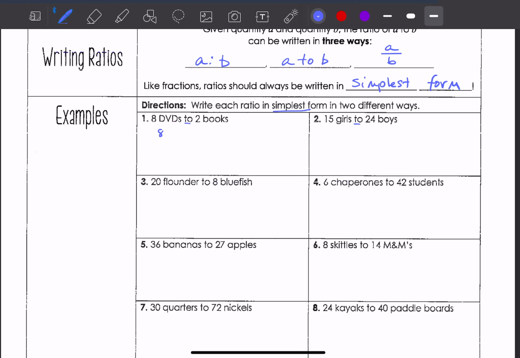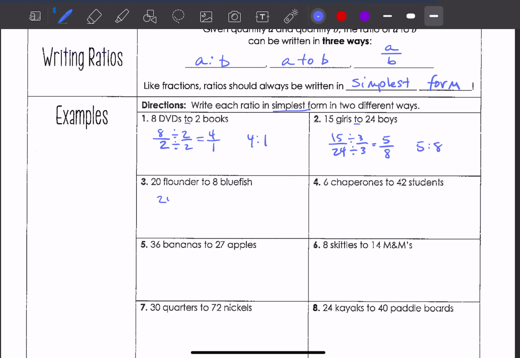So 8 DVDs to 2 books. What's the greatest common factor of those two numbers? It's 2. I'm going to divide top and bottom by 2, and I'm going to get 4 over 1. So there's the ratio, and then I'm going to write it the second way with a colon. For number 2, 15 girls to 24 boys. The greatest common factor for each of these numbers is 3. So my ratio simplified is going to be 5 over 8, or 5 colon 8.